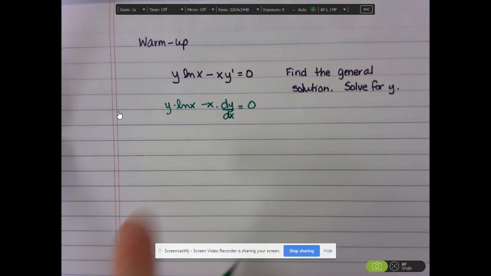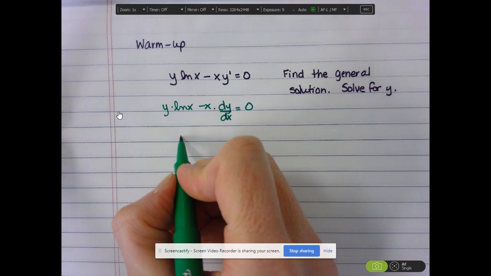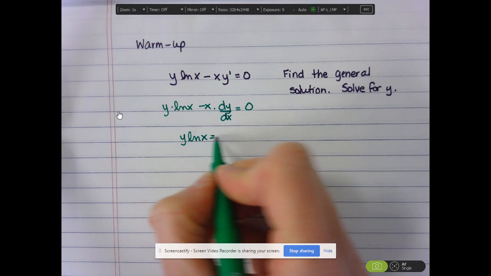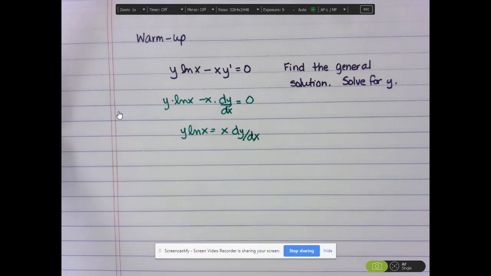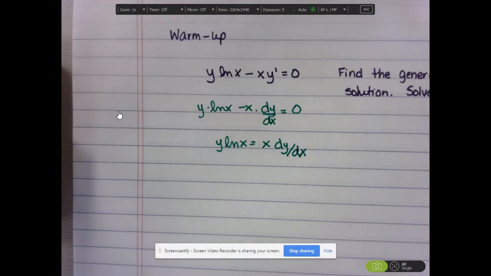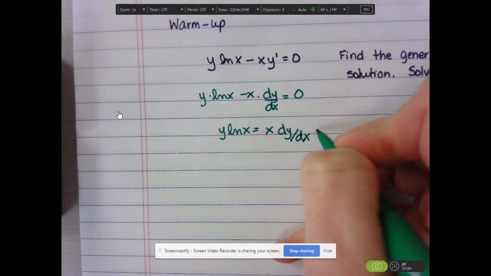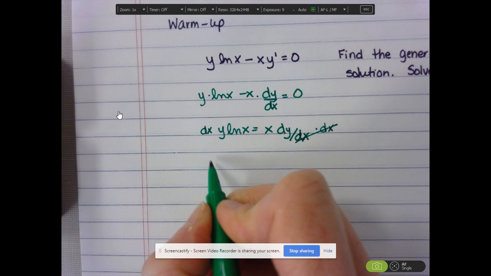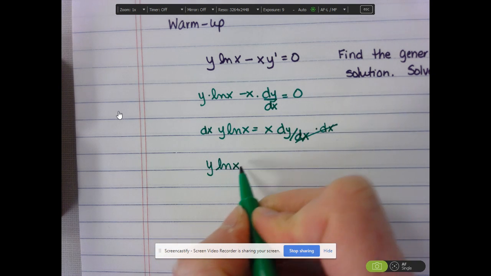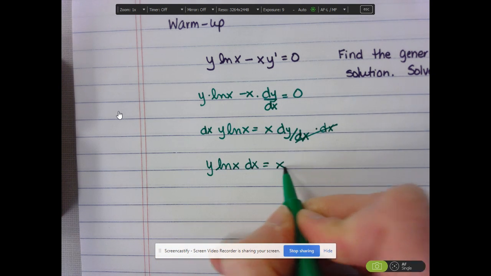So first thing I'm going to do is move this whole group over, and I get x dy dx. So that takes care of that piece. Next, multiply both sides by dx. That gets rid of it on this side, and I've got y ln of x dx, and then x dy.